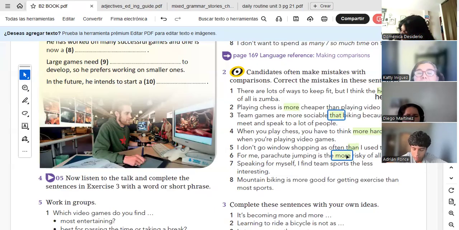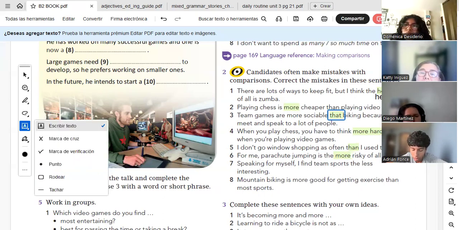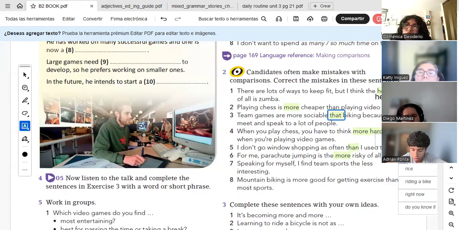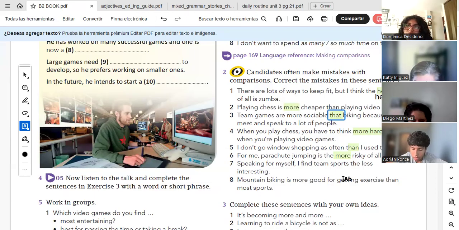And the "risky" should be "riskiest", because there's a Y. So, like this: riskiest. The riskiest of all sports. Okay, well done. It finishes in Y, so we need to change it to I and add EST. It's a superlative. Well done, Kate.